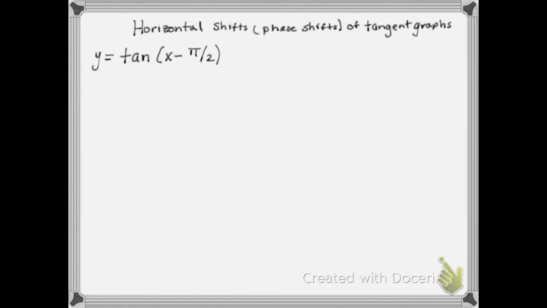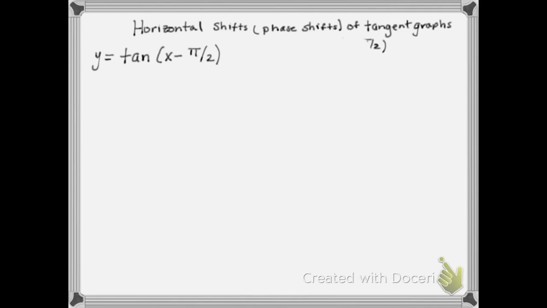Okay, we're going to talk about horizontal shifts, which are called phase shifts of tangent graphs. Back when we were graphing sine and cosine, and we looked at a sine graph, let's say y equals sine of x minus pi over 2, we knew that was a shift to the right. It's the same transformations in the tangent, cotangent, secant, and cosecant graphs that we had for the sine and cosine graphs. So those shifts are going to be the same.